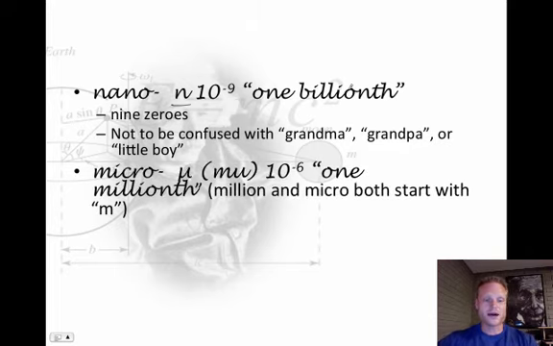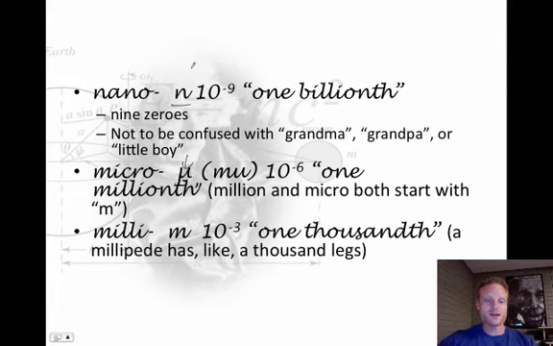Okay? Micro, it's this little u, but it has like a little tail at the start of it. It's pronounced actually mu, kind of fun to say. It's 10 to the negative 6th, or 1/millionth of a meter. Okay, so it's small, but it's not quite as small as a nano. Okay, so micro is mu. Milli is 10 to the negative 3rd, or 1,000th of a meter. Okay, and you can kind of think of like a millipede. It's like a 1,000 legs.